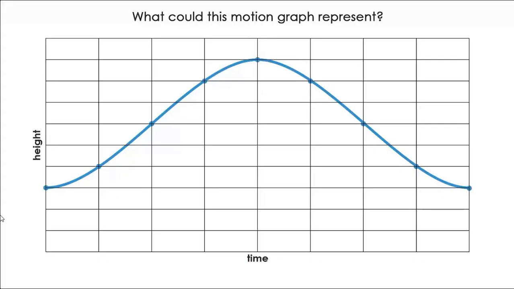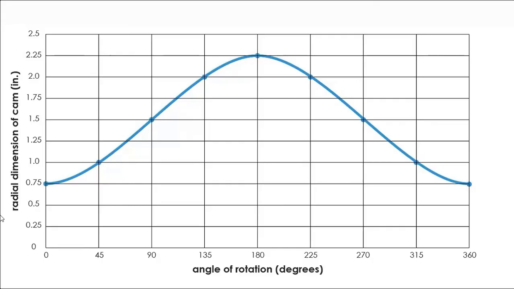Perhaps this motion graph could represent the bobbing of a boat on gentle waves, or the rising and setting of the sun. This graph represents the motion resulting from a cam that was designed to replicate the motion displayed in that motion graph. Note that the shape of the graph is the same. However, the horizontal axis, x-axis, now represents the angle of rotation instead of time, and the vertical axis, y-axis, represents the radial dimension of the cam and includes a scale.